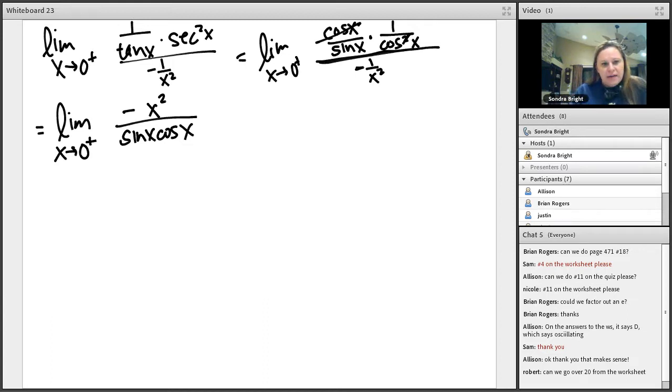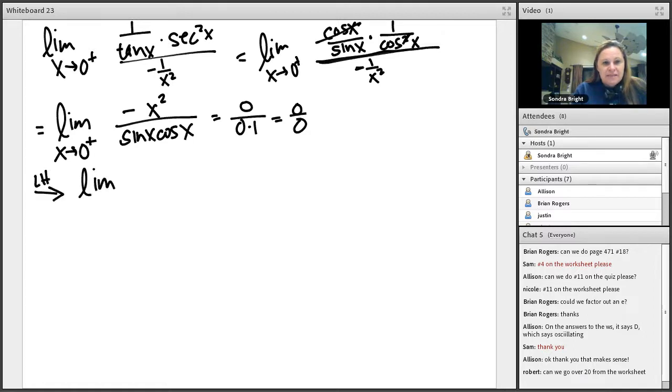All right, so can I plug in a 0 now? Well, let's see. I get a 0 on top, and then a sine of 0 is, damn it, 0. 0 times 1 is still 0. So you've got a 0 over 0. So that means you're going to do L'Hopital's again.